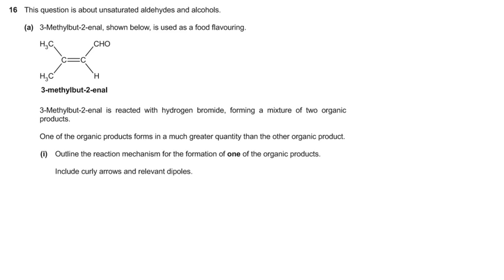Okay, here we have question 16, and it says we've got unsaturated, and we see the double bond in the molecule, aldehydes. This is our aldehyde group here, and alcohols. Okay, so we've got 3-methylbut-2-enal here, and apparently that's food flavouring. And we're going to react it with hydrogen bromide. So we can see we've got an alkene and hydrogen bromide, so we're going to have electrophilic addition.